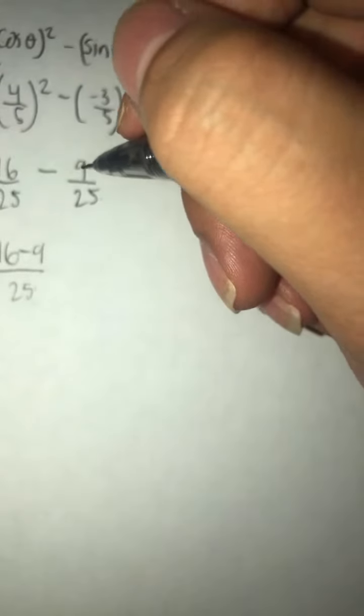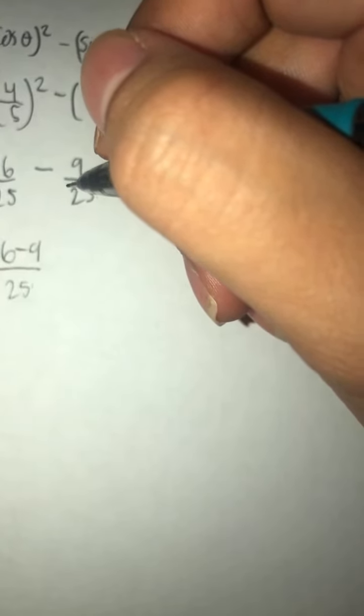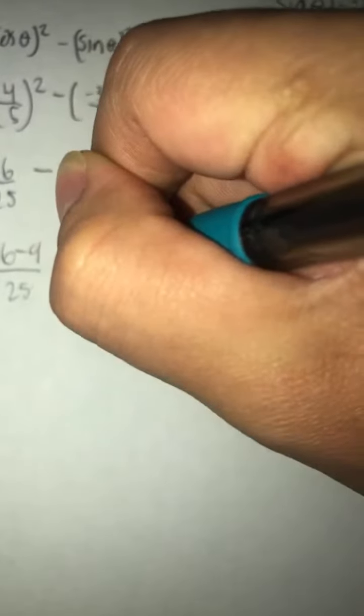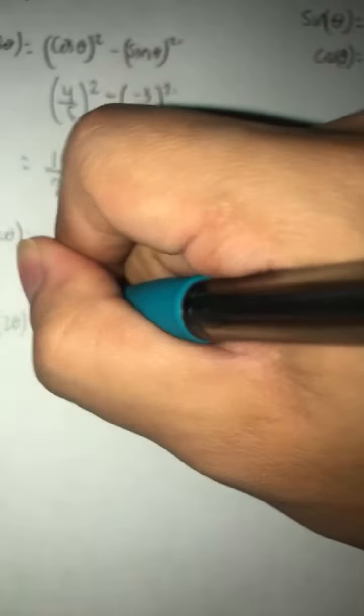This is really going to be 7/25. So cosine of 2 theta is 7/25, right? And that is how you do cosine of 2 theta.